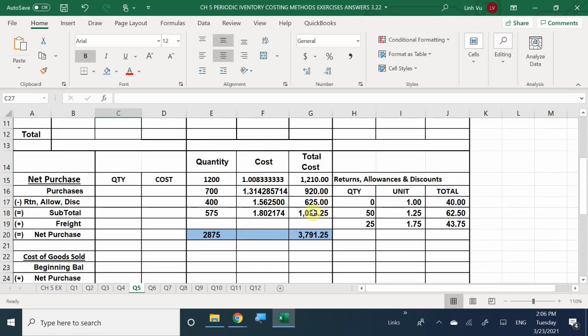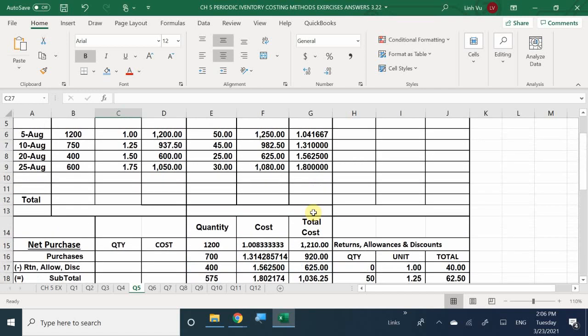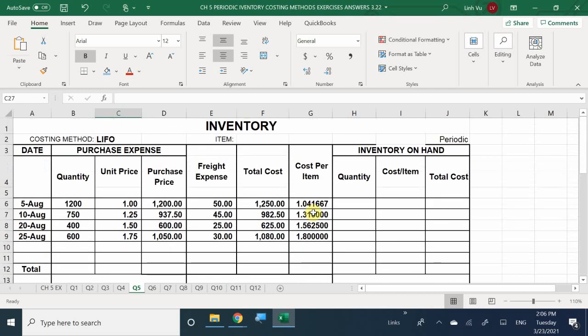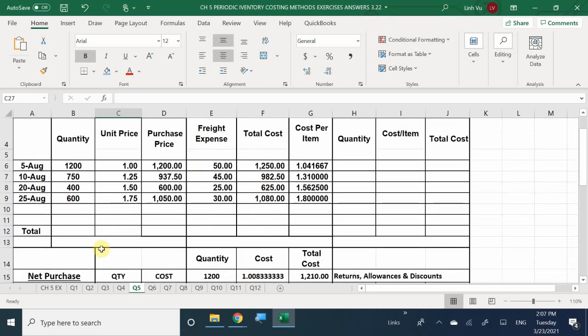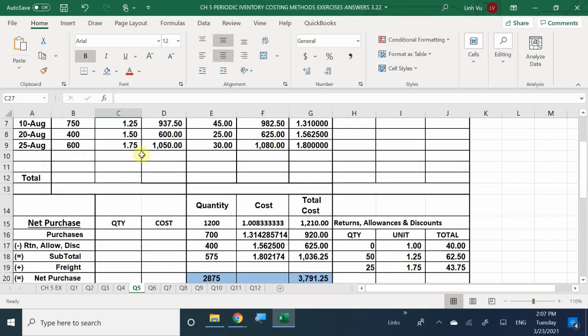All right. So now, what do we need to do first? This is last in, first out. So we want to start with our last batch. First, before we start calculating our cost of goods sold, what is the step before that? We need to tally up our totals, right? Oh, yes. Sorry. No worries. Okay. So let's go ahead and break it down. So let's tally up our columns.